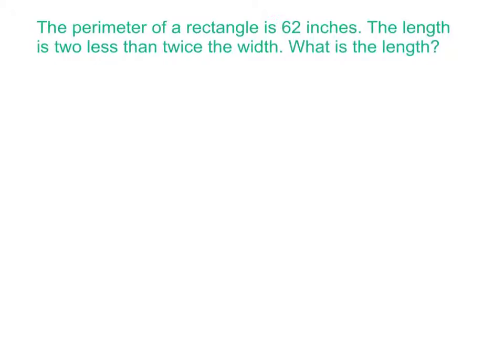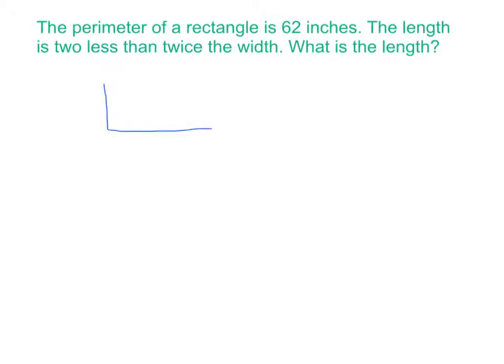Another topic that you asked for help on was geometry word problems. For example, this problem. The perimeter of a rectangle is 62 inches. The length is 2 less than twice the width. What is the length? Pause the video and try it on your own, and when you're ready, press play and watch my explanation. Don't forget to make a key.